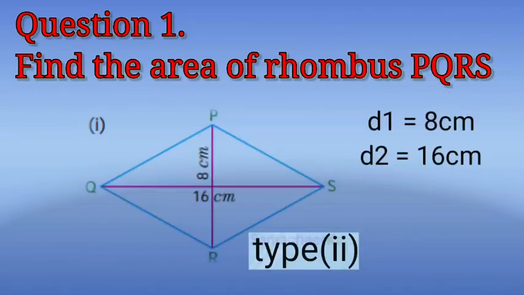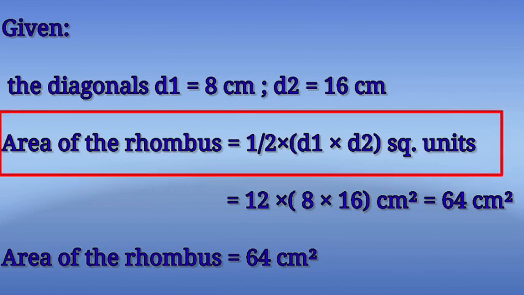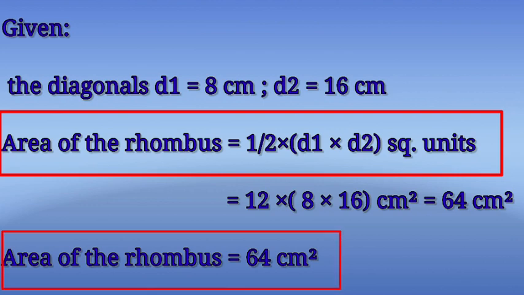Question 1. Find the area of rhombus PQRS of the following diagram. From the diagram we can extract the values of diagonals D1 and D2. They are D1 is equal to 8 cm and D2 is equal to 16 cm. By using the values of these diagonals in this formula, we get the area of the rhombus as 64 cm square.